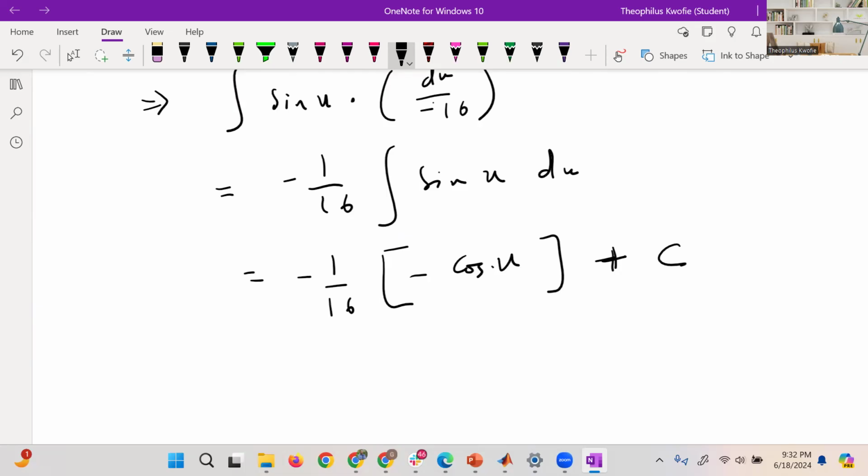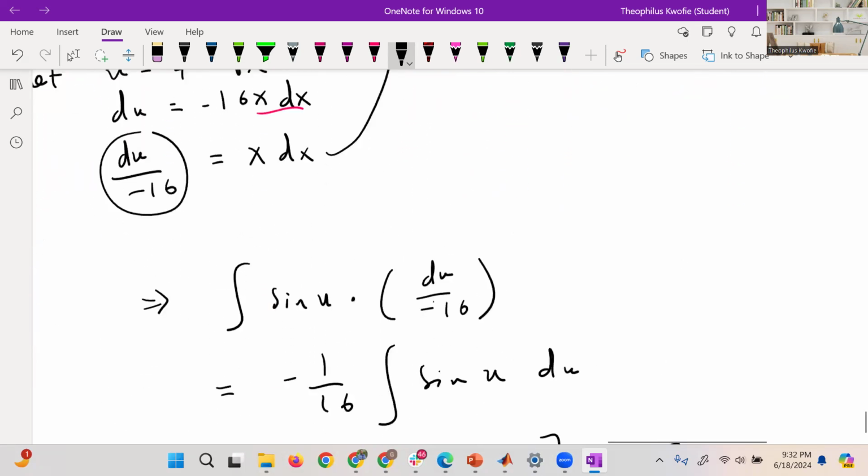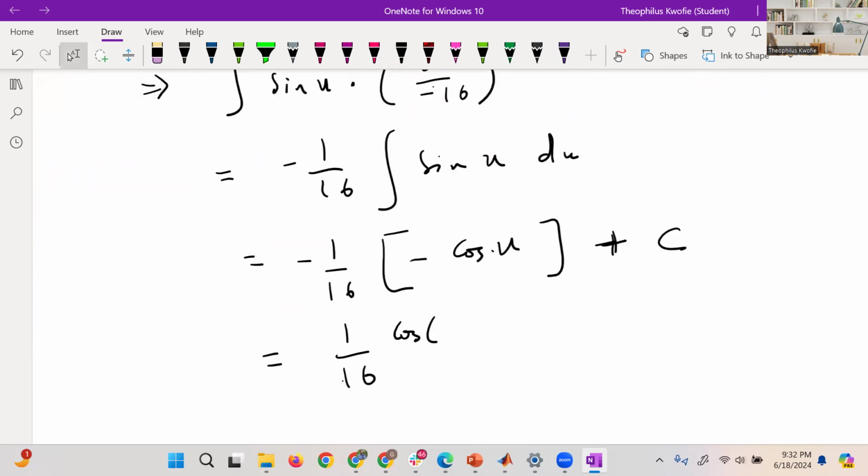Take note. Now at this point, we need to also do a reverse substitution. Our u was originally what? 4 minus 8x squared. So 4 minus 8x squared plus c. Okay. So that's the result of this interesting problem of the day.